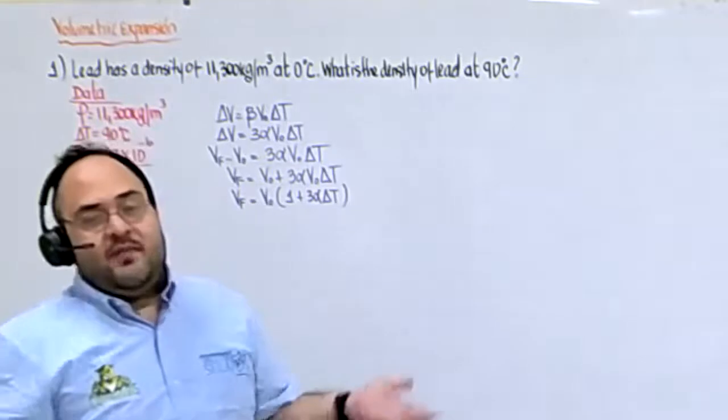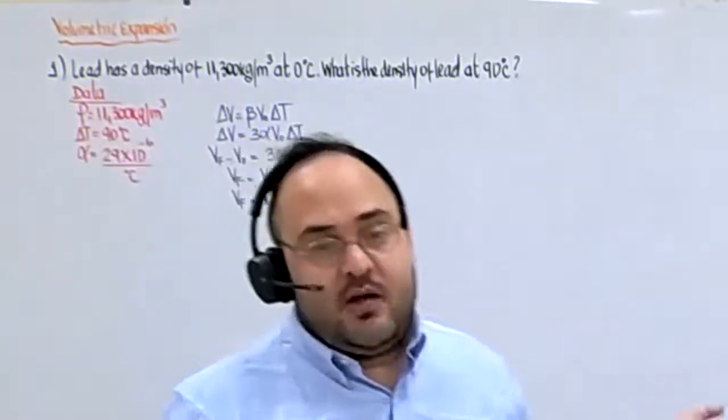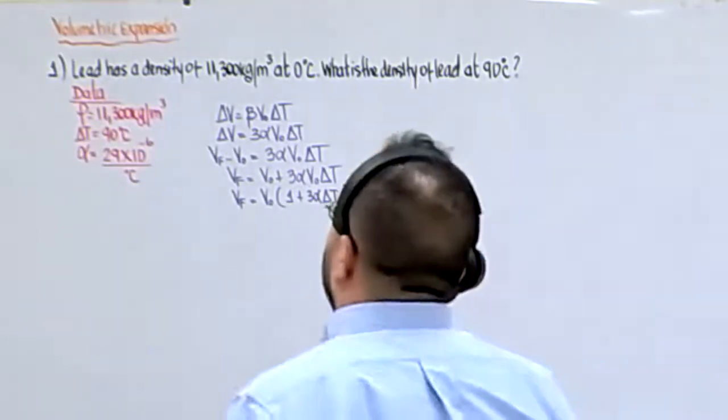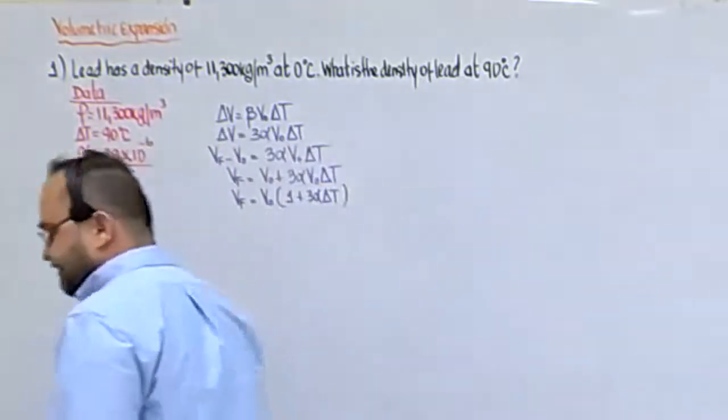Why is it useful to find out the final volume? Because we don't know what the initial volume is. And why did the problem give us the density of the lead instead of the volume of lead? How can we solve that situation?